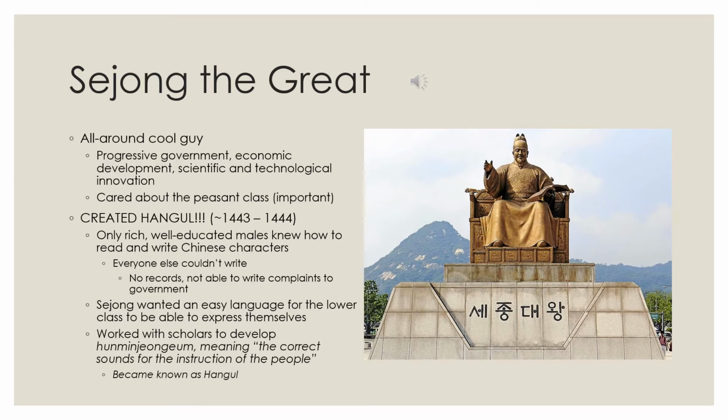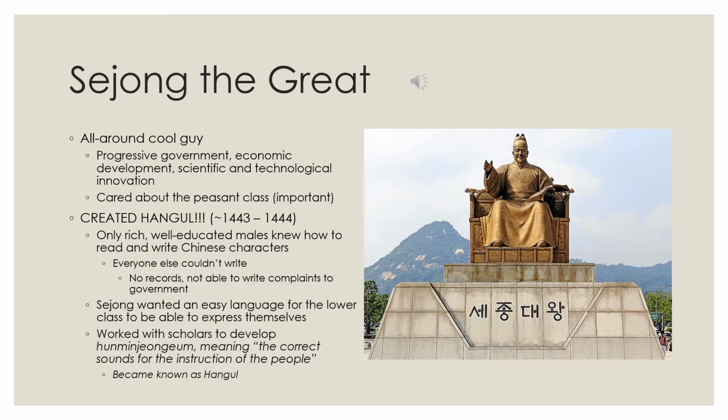His reign was associated with progressive government, economic development, and scientific and technological innovation. And one important thing to note about Sejong was that he cared about the peasant class. And one of his most important and well-known achievements was the creation of Hangul around 1443 and 1444.